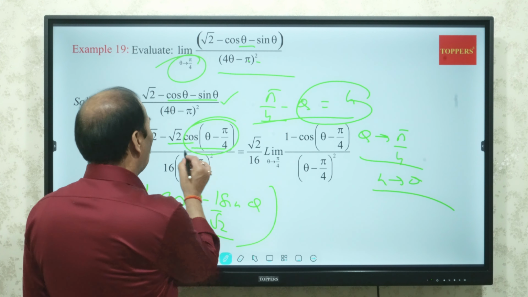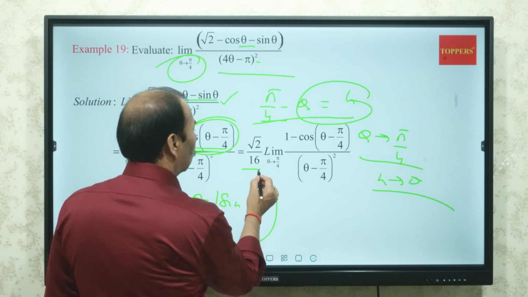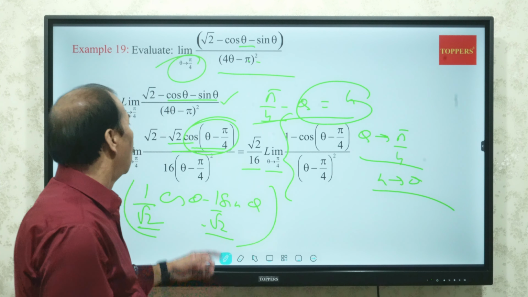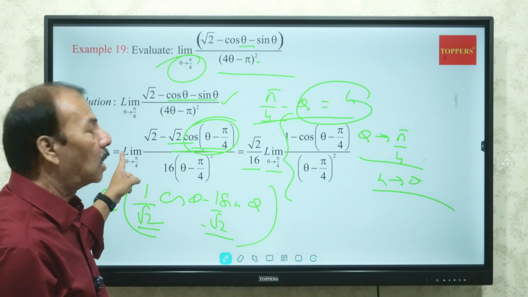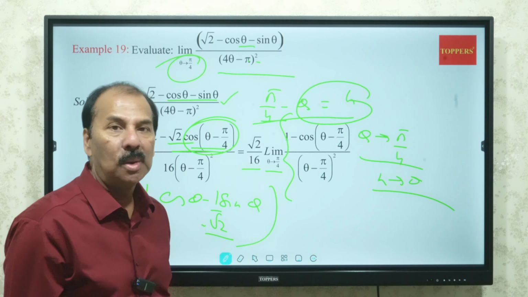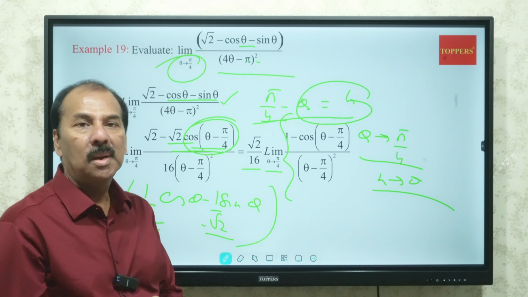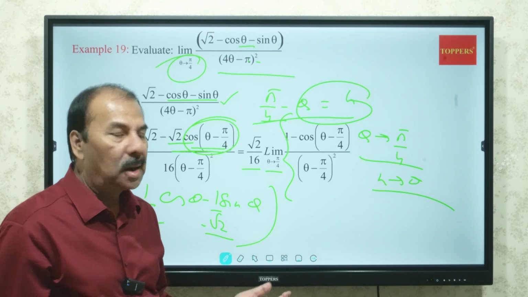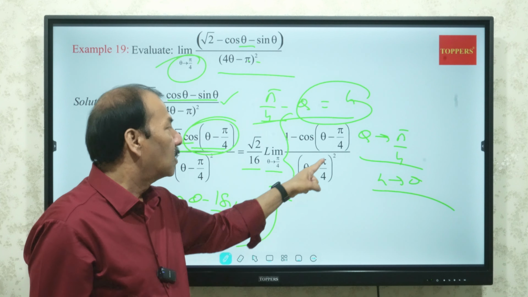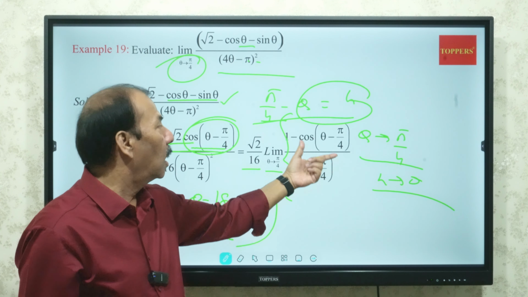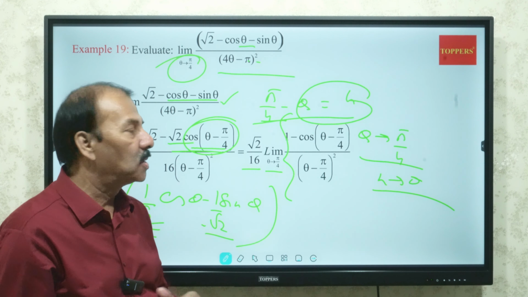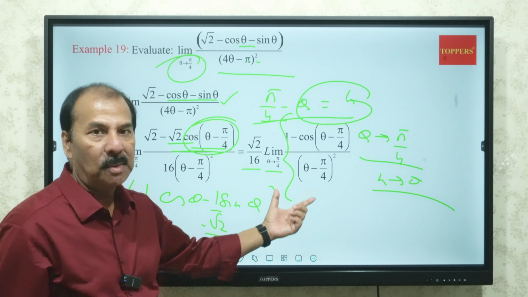Now here again, after simplifying you are getting root 2 upon 16, limit theta tends to pi by 4, the limiting value of this when theta tends to pi by 4. Taking this root 2 common out of it, 1 minus cos of theta minus pi by 4 divided by theta minus pi by 4 whole square. Again 1 minus cos theta gets converted to what? Sin square. So here it will be sin square in the numerator, and this is again x square. If you call it x, this is x square, and here it is sin square, then again the sin x upon x formula comes into the picture. Using that we will be able to simplify it.